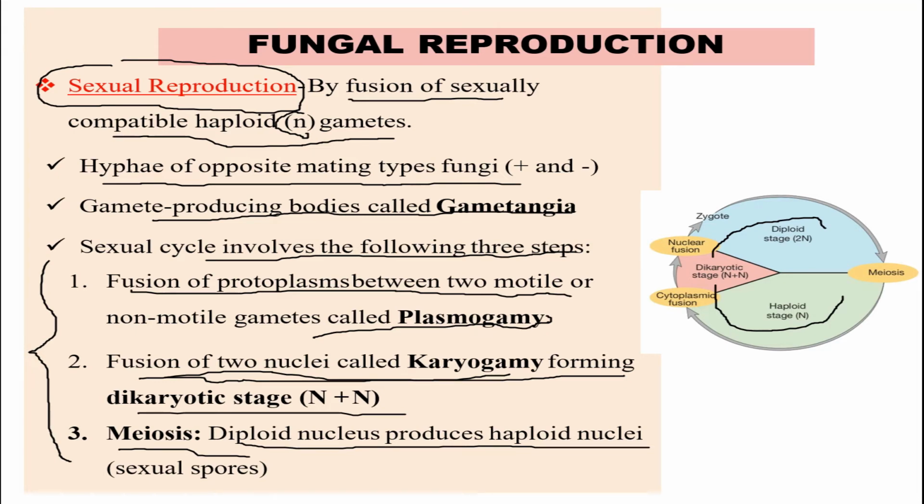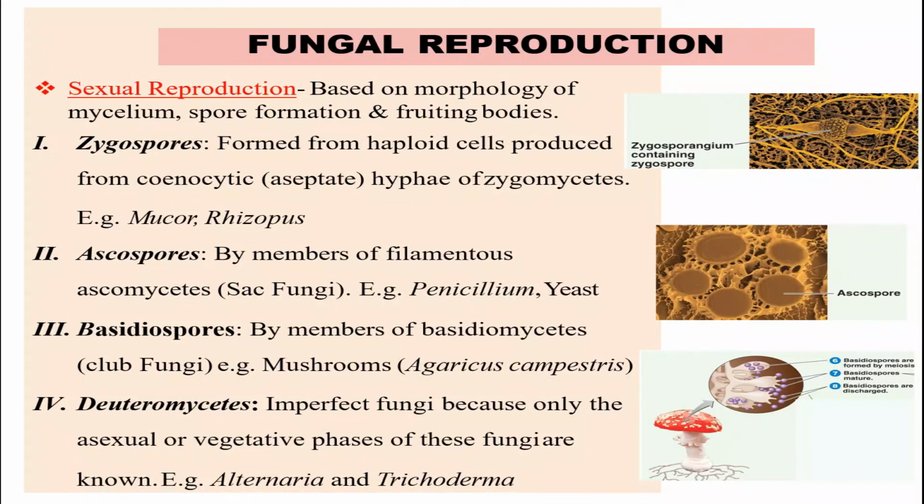Moving on to some more types, under sexual reproduction we also have spores, just as in asexual reproduction. The names of the spores are different, and their function is also different under sexual reproduction. Based on the morphology of the mycelium, spore formation and fruiting bodies are present. Some of the sexual reproduction spores would be zygospores, ascospores, basidiospores and deuteromycetes. These are some of the spores present in fungal reproduction.